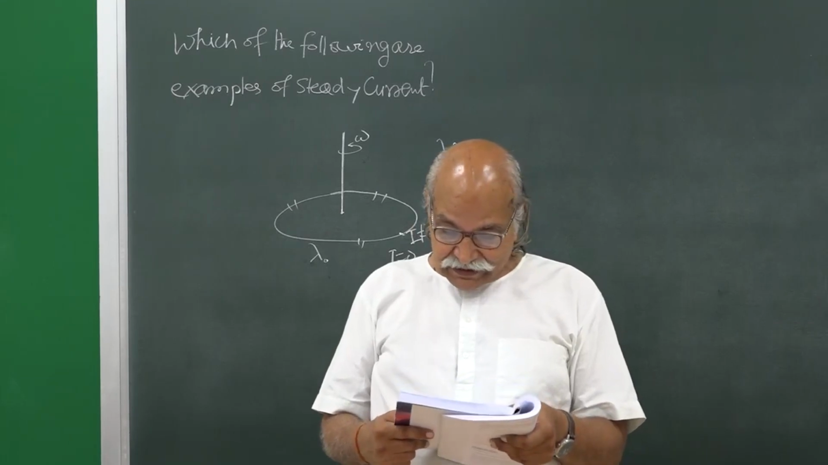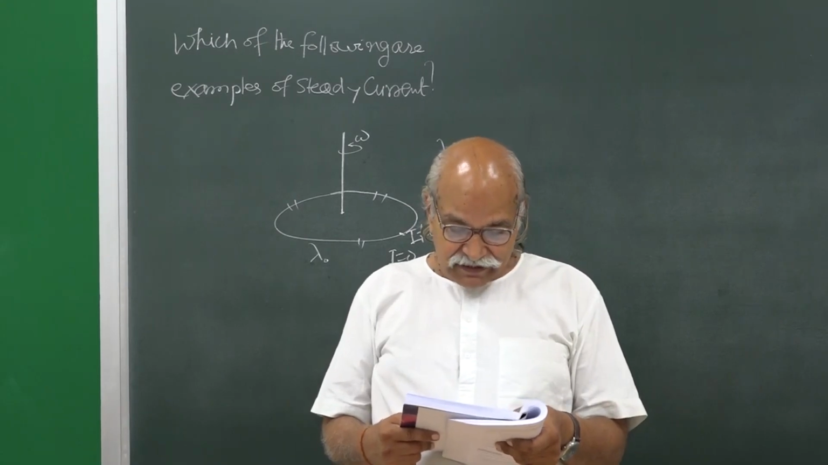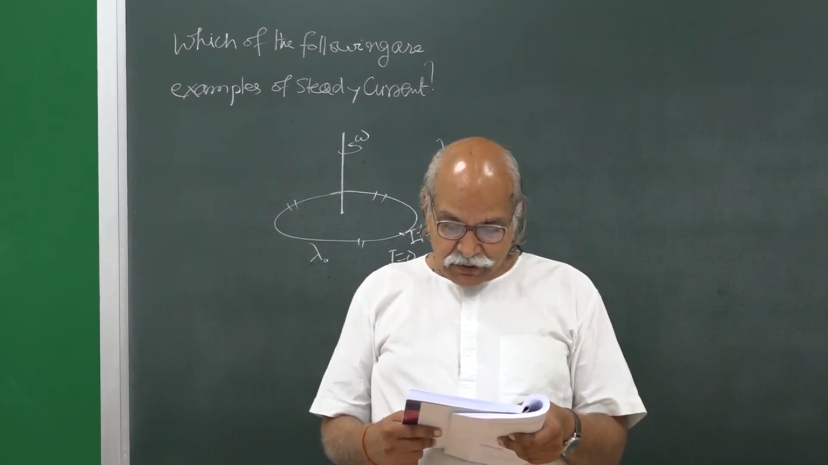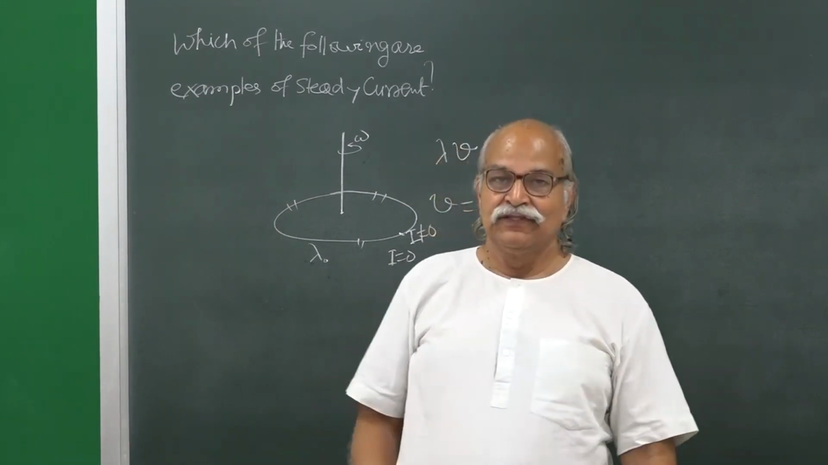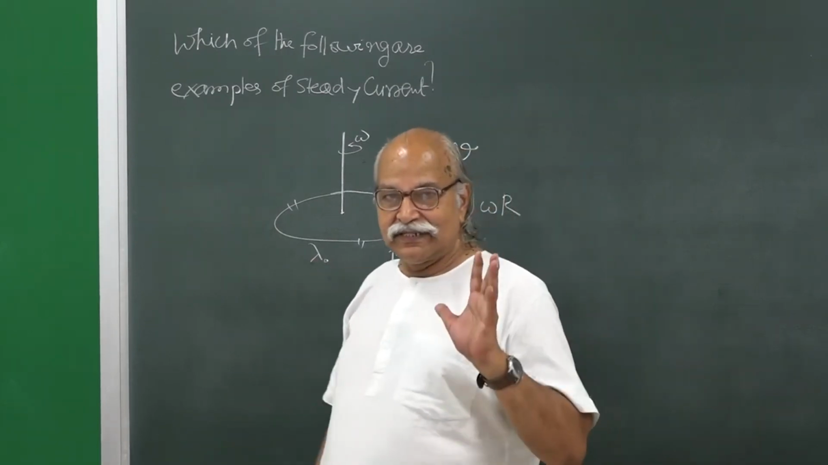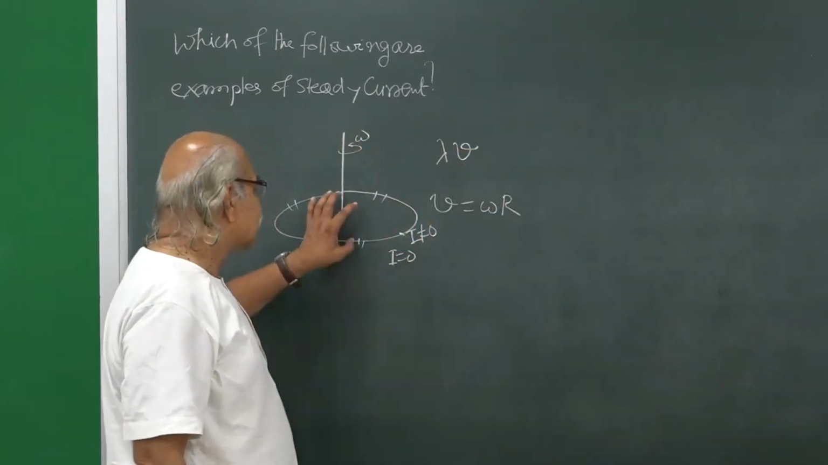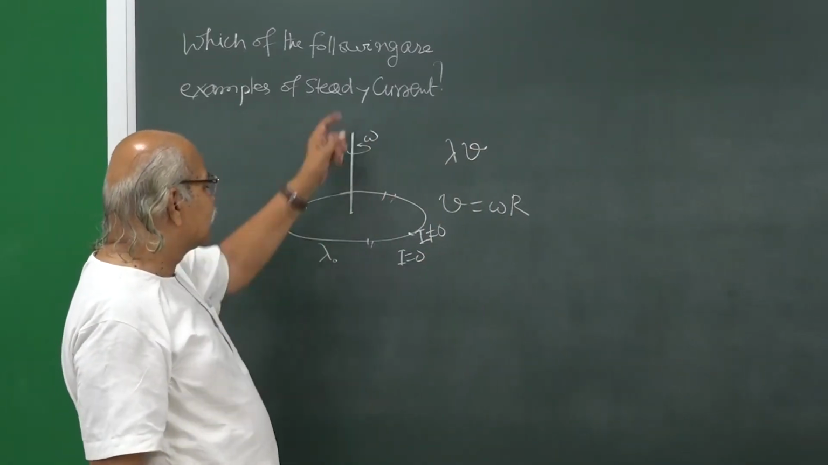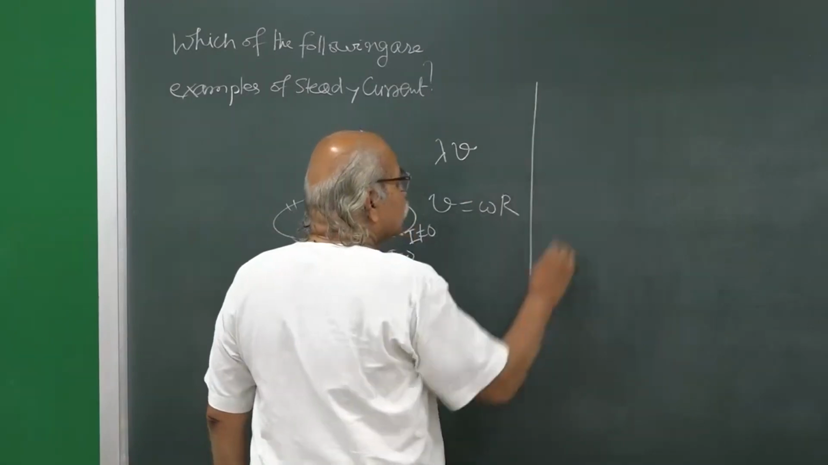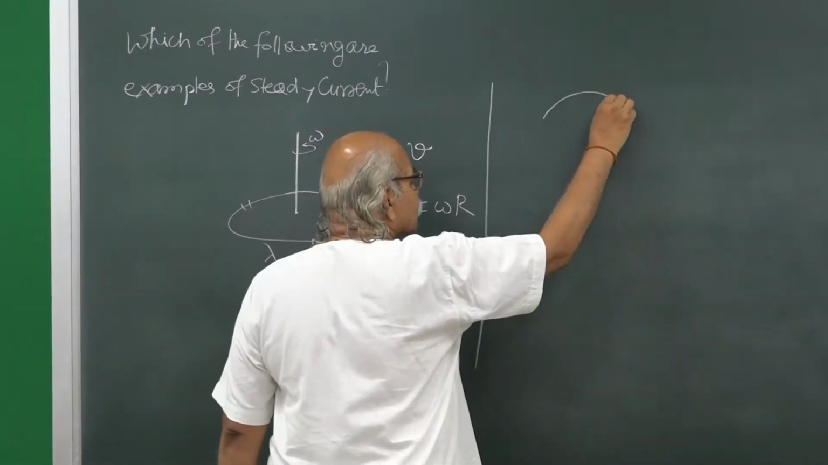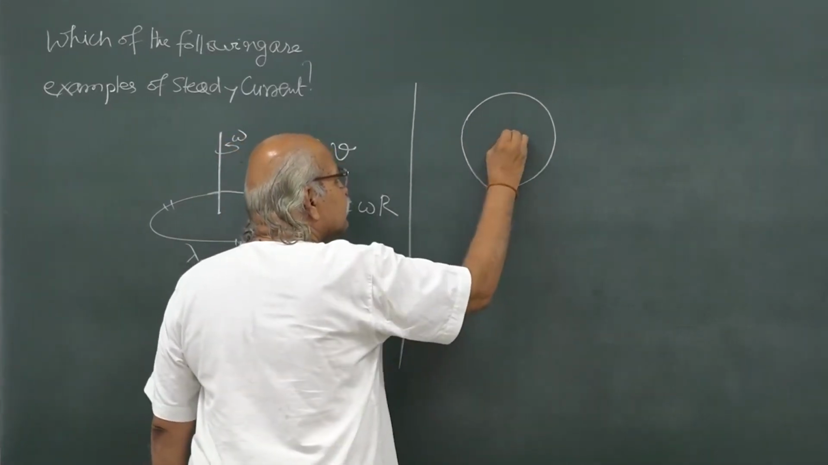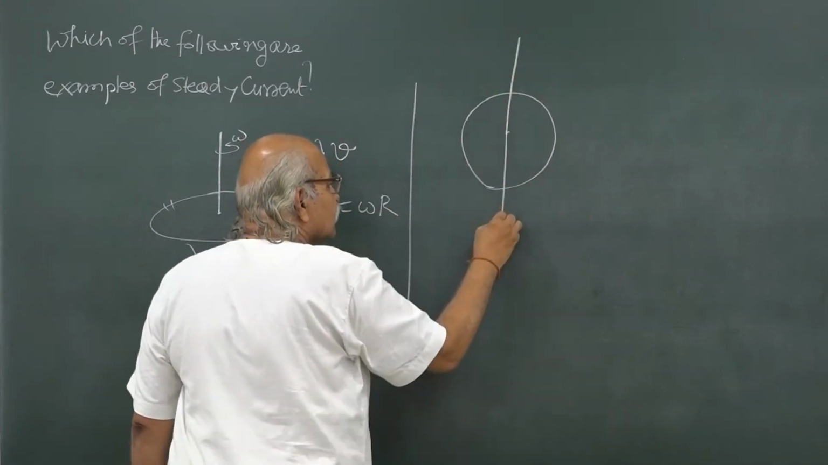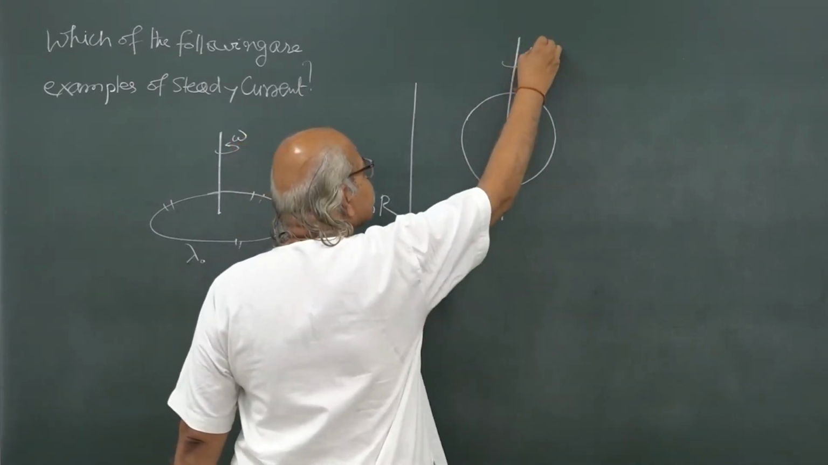Then the next one is a ring of radius capital R with a uniform linear charge density lambda naught rotating about one of the diameters with a constant angular velocity omega. So, the same situation, but now it is rotating about a diameter. That means, it is rotating not about its axis, but a diameter. So, if you draw the ring this way, here is the diameter, and it is rotating about this.